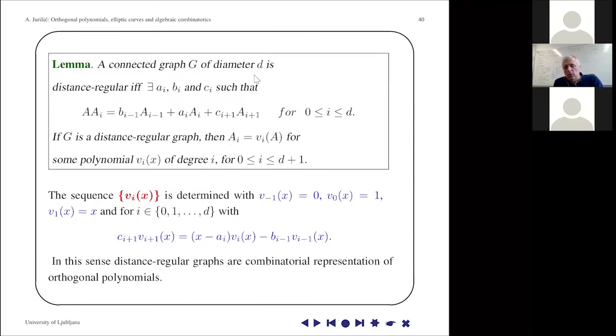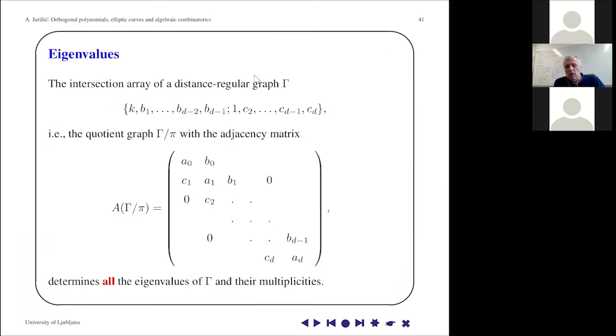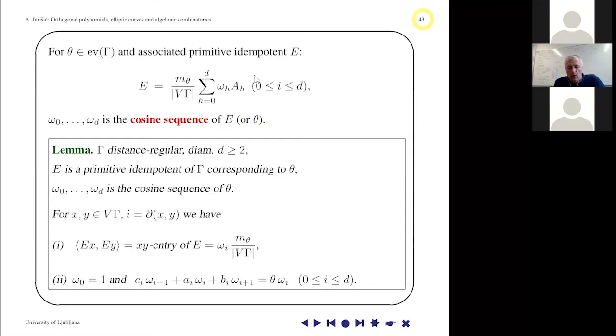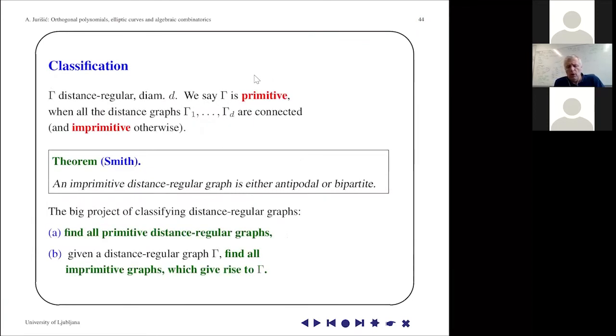Okay, so polynomials I already mentioned. I'll dwell a little bit more on that, so this is the tridiagonal matrix which helps you calculate all the eigenvalues, because when I go now to antipodal graphs, it will turn out that we can calculate the intersection array from this quotient.